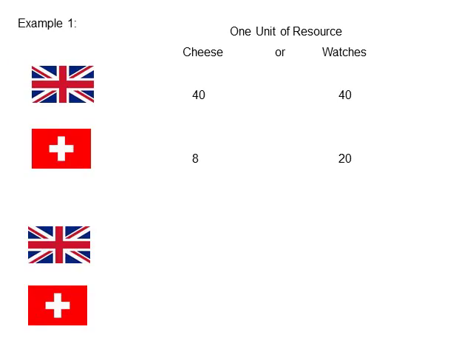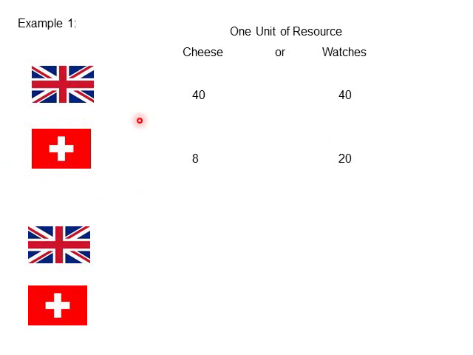Now we have this example in your course book. We have two countries, UK and Switzerland, and two products, cheese and watches. Now these numbers are given to us with 1 unit of resource. UK can produce either 40 units of cheese or 40 units of watches. Switzerland can produce either 8 units of cheese or 20 units of watches. Now going by the theory of absolute advantage, Switzerland will have nothing to specialize in, because for both of the products, Switzerland actually produces less than UK.